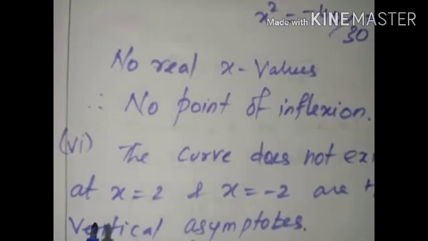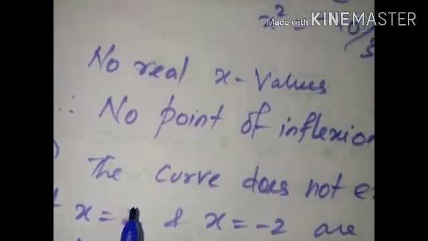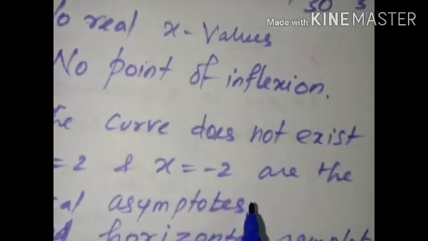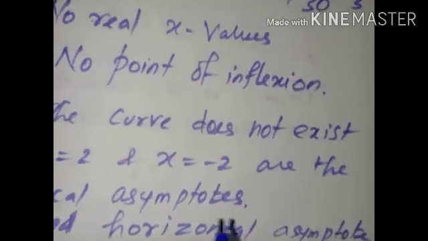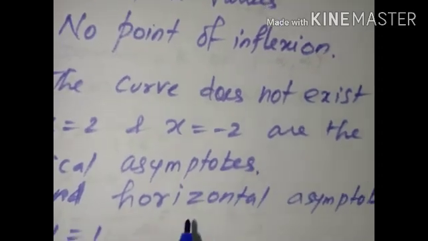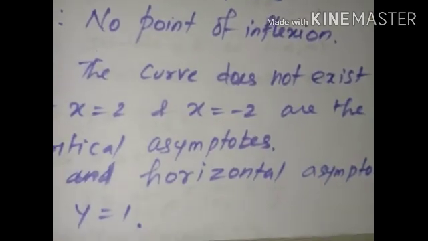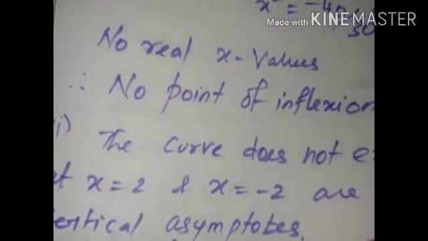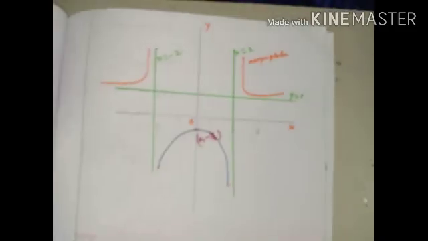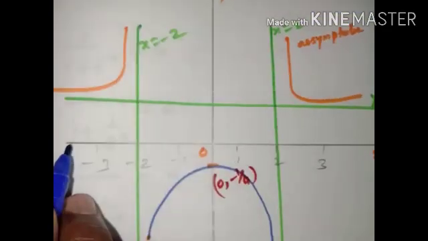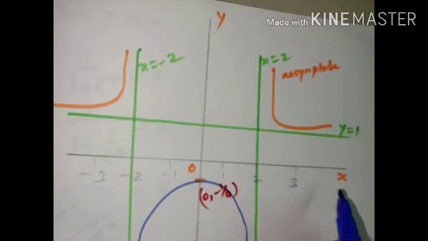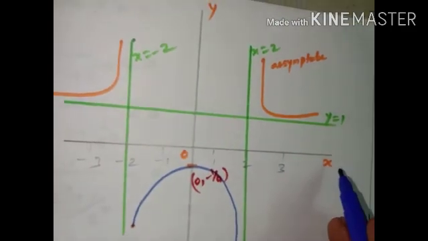Okay, the next one, the curve does not exist at x equal to 2 and x equal to minus 2. These are the vertical asymptotes. x equal to 2 and x equal to minus 2 are the vertical asymptotes, and the horizontal asymptote is y equal to 1. So all the points are substituted in the curve. The pencil line we draw is the x-axis.